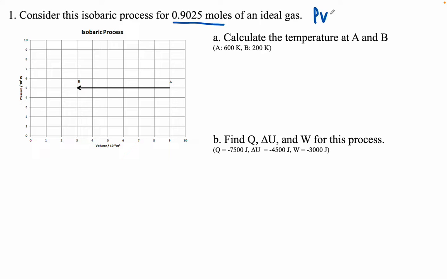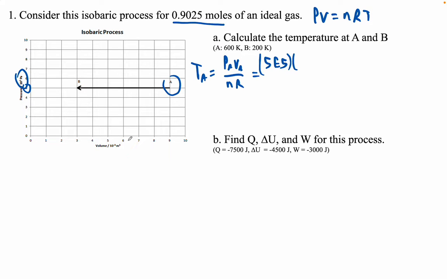So PV is nRT. And so T is just going to be PV over nR. So the T at A is going to be the pressure at A, volume at A, over nR. So let's see, our pressure is 5 times 10 to the 5th. Volume at A is 9 times 10 to the minus 3.